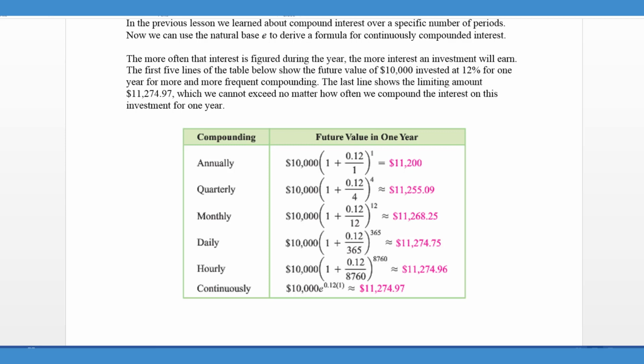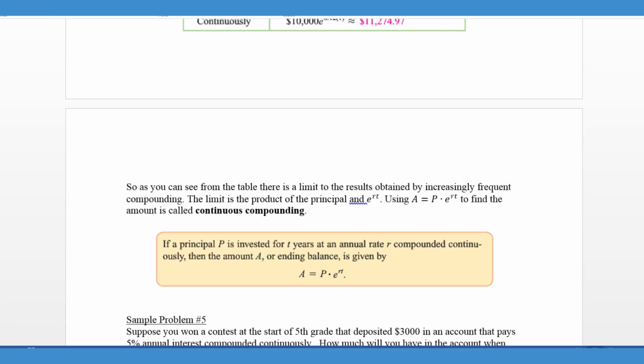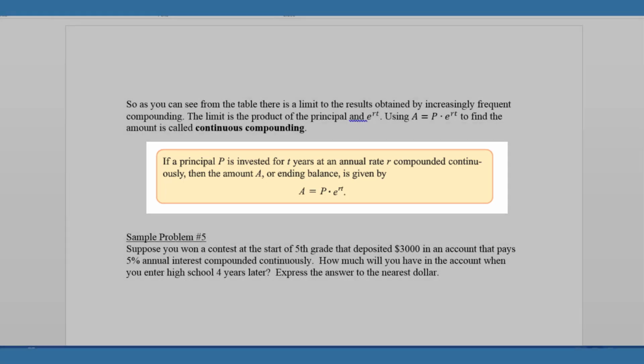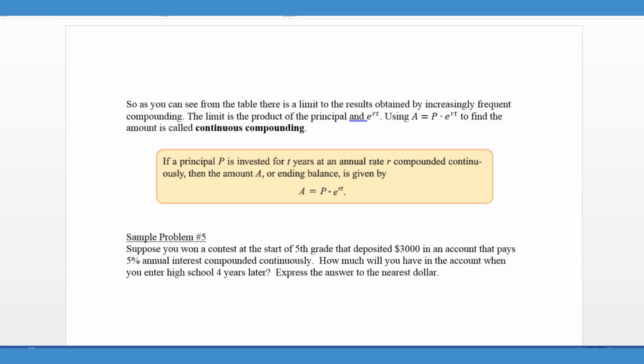And so we can actually come up with a compound interest formula that uses E as a natural base, and it's the continuous compound interest formula that you see right here. Now we're taking the principal and multiplying it times E raised to the r times t. This is slightly different from the compound interest formula that we used before.